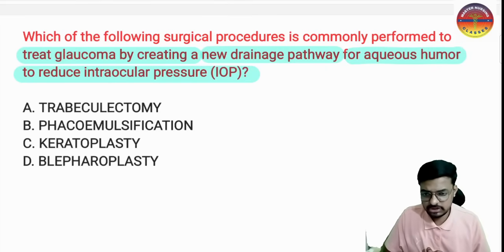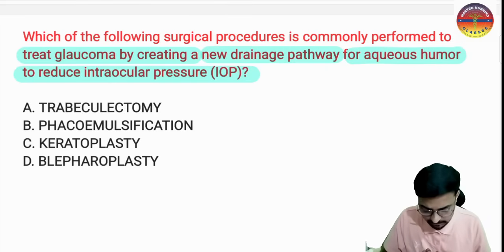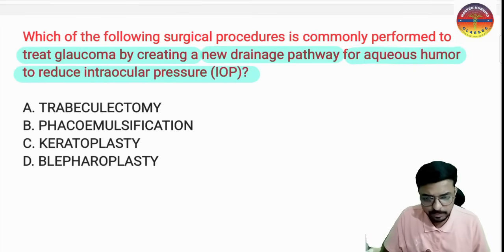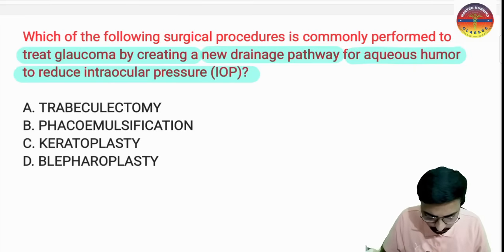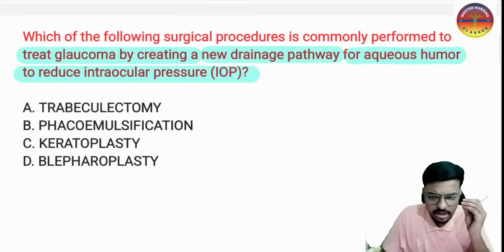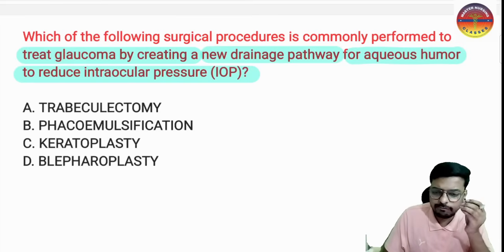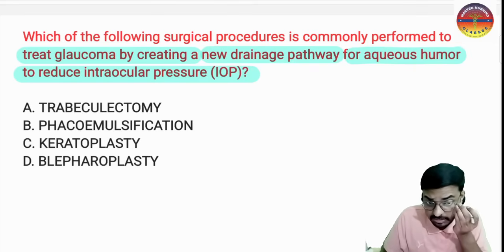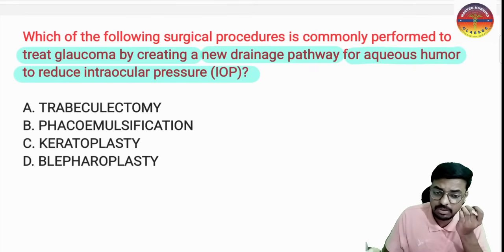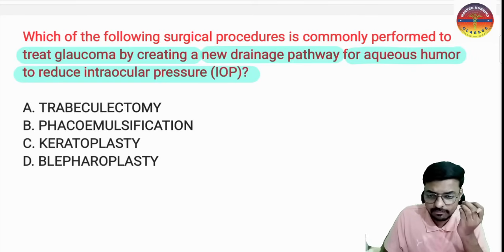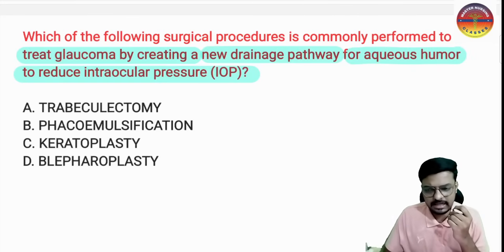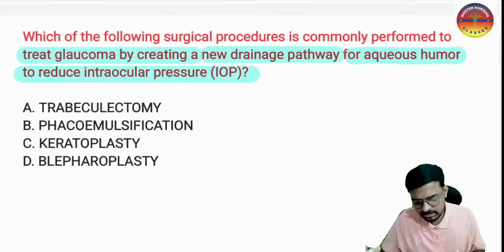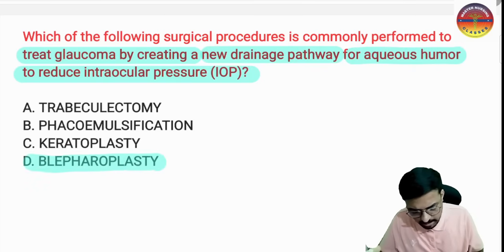Option A is trabeculotomy. Option B is phacoemulsification. Option C is keratoplasty, and option D is blepharoplasty. Blepharoplasty is when something goes wrong with our eyelashes, for example if the eyelashes are turned inward, which we call entropion. Entropion means eyelashes turned inward, rubbing against the mucosal layer of the eyes and causing damage to the conjunctiva, cornea and sclera. At that time we will turn it out, so that is the blepharoplasty: we will do the repair of the eyelids.